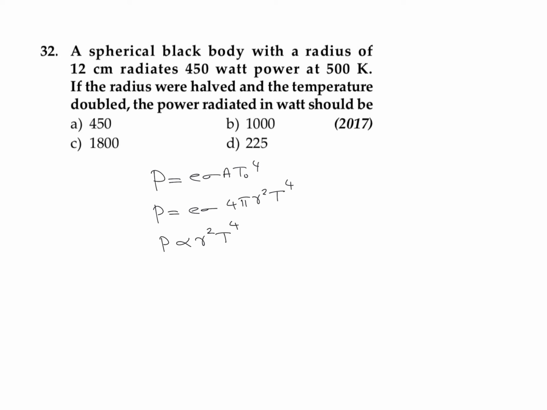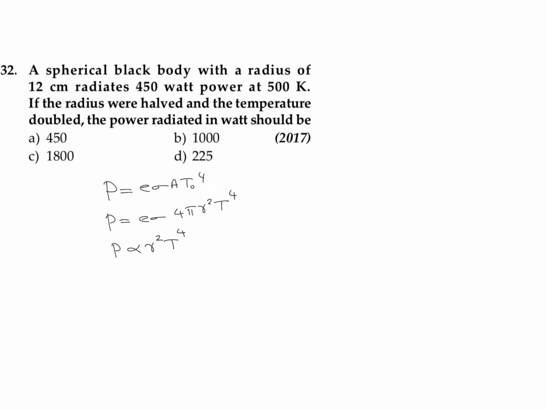So in the question it is given that the radius were halved, that means if you are considering the initial radius as R, then the value of final radius R2 can be written as R divided by 2, because in the question it is mentioned that radius were halved and temperature were doubled. That means if you are considering initial temperature as T, then the final temperature T2 can be written as 2 times the initial temperature, or we can take it as 2T. So our aim is to find out the value of power radiated in the second situation.